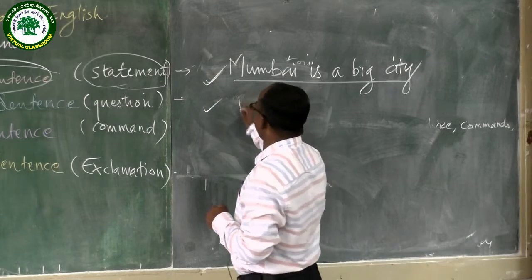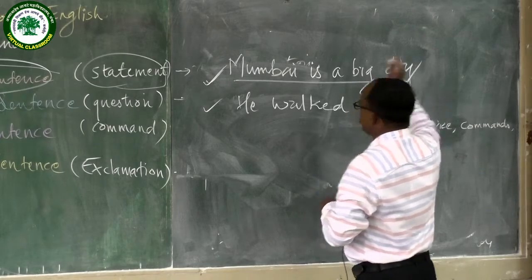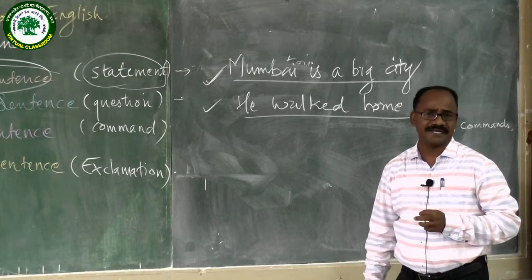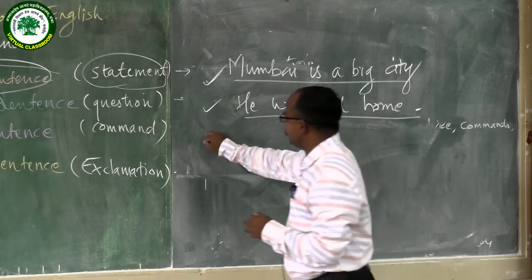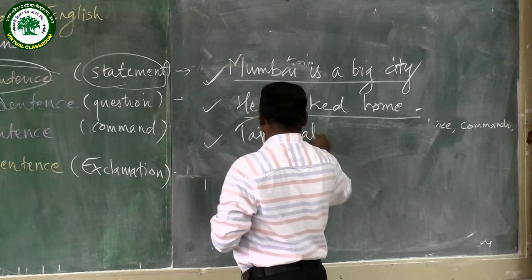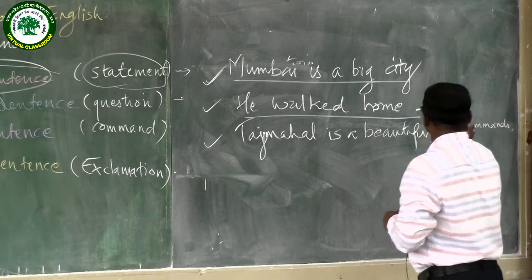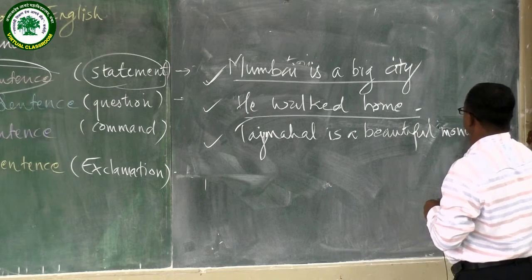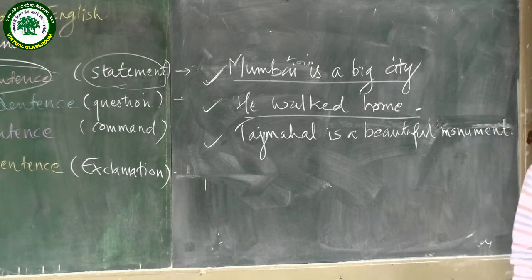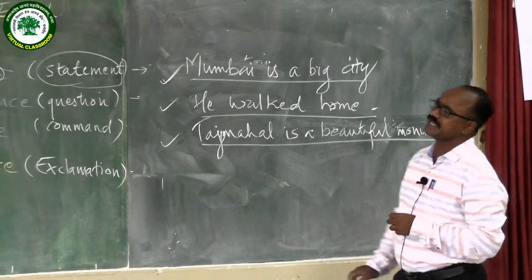Another sentence, for example, he walked home. Again, this sentence is a declarative sentence. Another example we can take, Taj Mahal is a beautiful monument. Now here the speaker is again giving us the fact that Taj Mahal is a beautiful monument. So Taj Mahal is a beautiful monument is a declarative sentence.